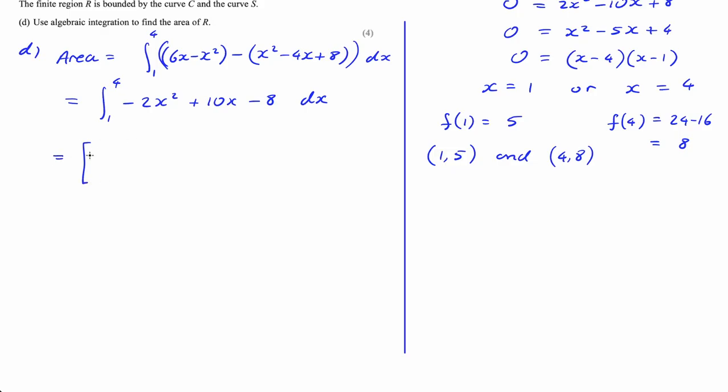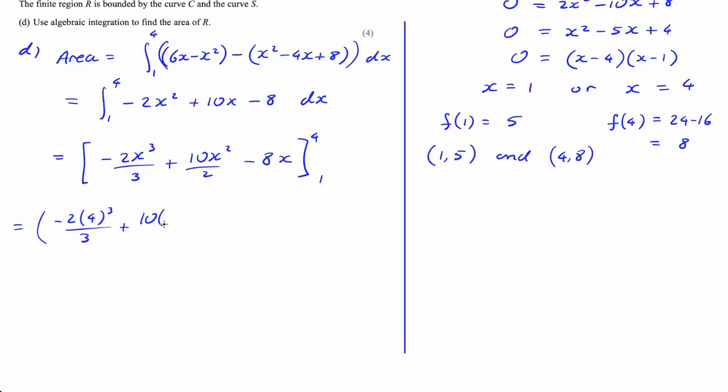So I'm going to put a square bracket. This is minus 2x cubed over 3 plus 10x squared over 2 minus 8x from 4 to 1. And now we're going to sub in our 4 and we're going to sub in our 1. So this equals, subbing in our 4, this is negative 2 times 4 cubed over 3 plus 10 times 4 squared over 2 minus 8 times 4, and then subtract, sub in 1.